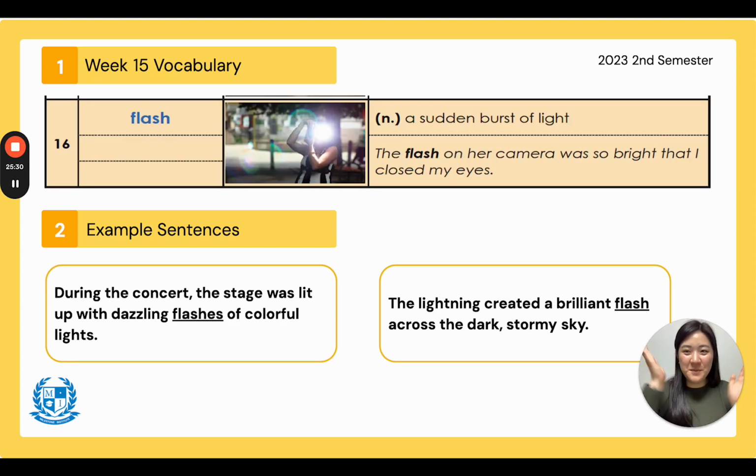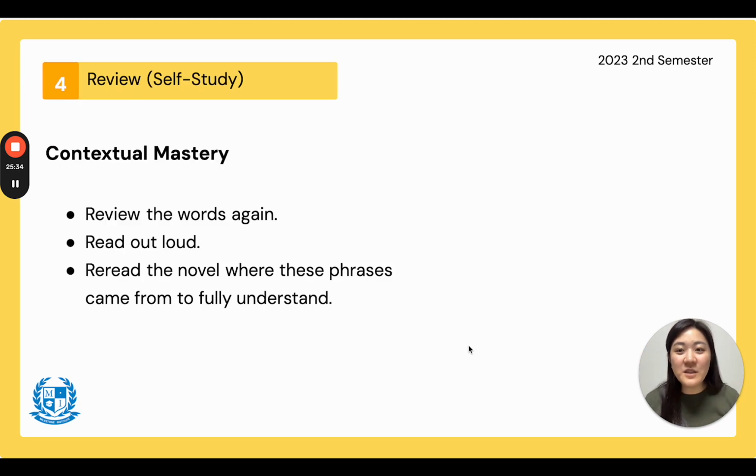Woo! Good job, everyone. Now it is time for you to self-study. Yes, this is for contextual mastery so that you can fully memorize and understand these words, not just memorize. Review all of the words again, read it out loud, and please do your homework pages on 90 and 91.